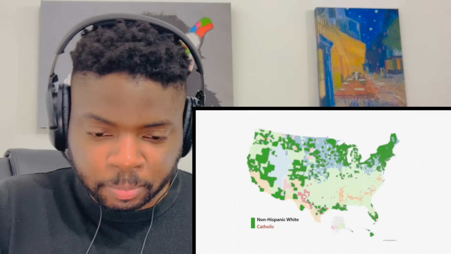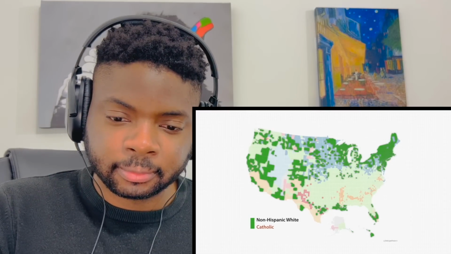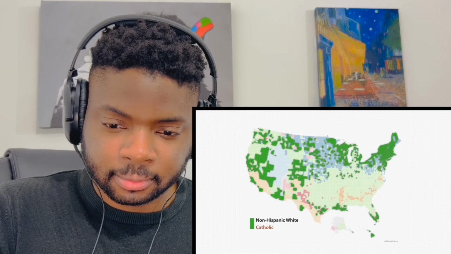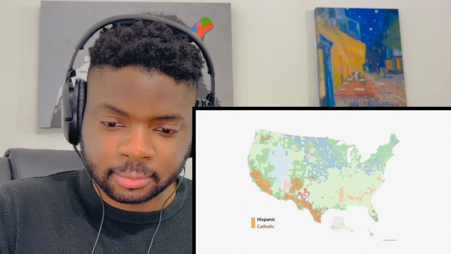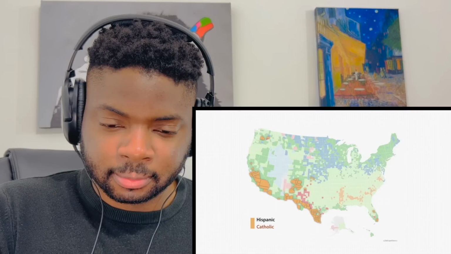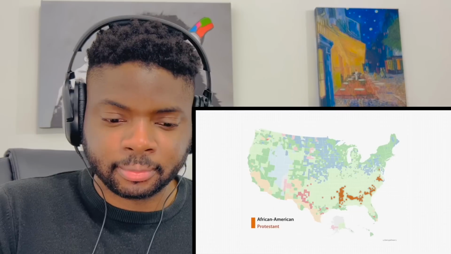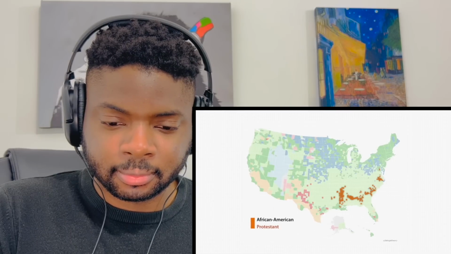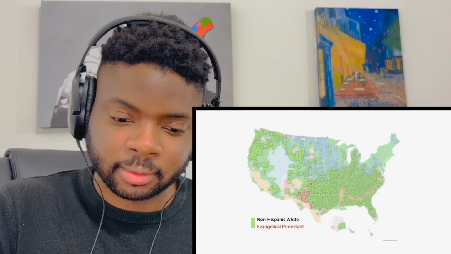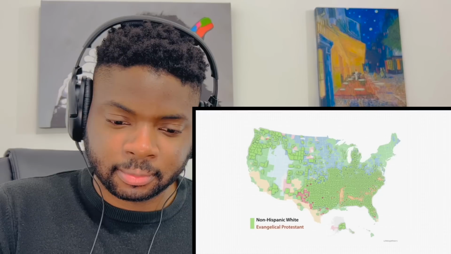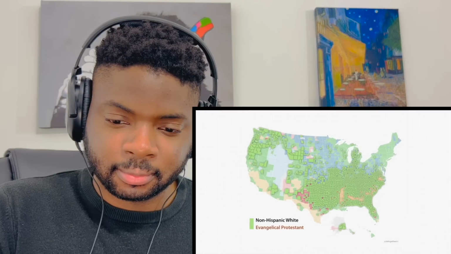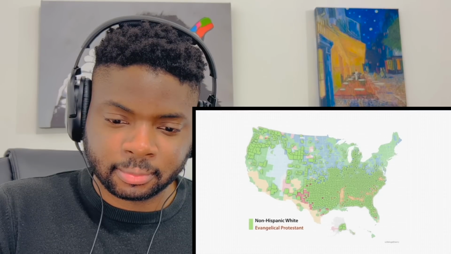Regarding religion, there are a lot of non-Hispanic Catholics in the northeast, but also across all the west coast. Hispanic Catholics are very present in South California as well. African American Protestants are almost exclusive to the southern east coast, while non-Hispanic Protestants are pretty much overwhelmingly the majority across the east coast, but also very present in Oregon and Washington.